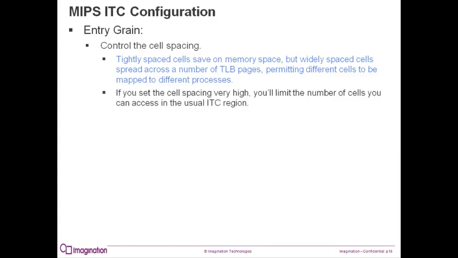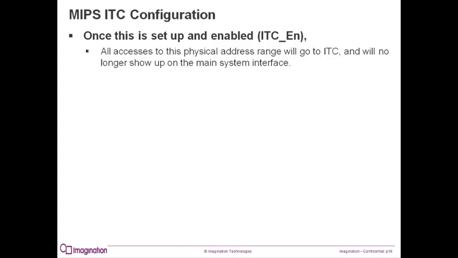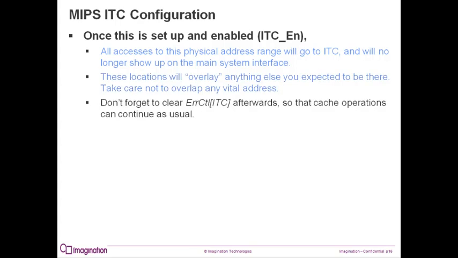It is also possible to set the cell entry grain too large for the address mask, which will make some of the cells unavailable. Once the ITC enable bit is set in the tag register, all accesses for the memory region will go to the ITC controller. Anything that was in that address range will no longer be accessible. After you are finished initializing the ITC block, make sure to clear the ITC bit in the error control register so cache instructions will once again be directed to the cache controller.